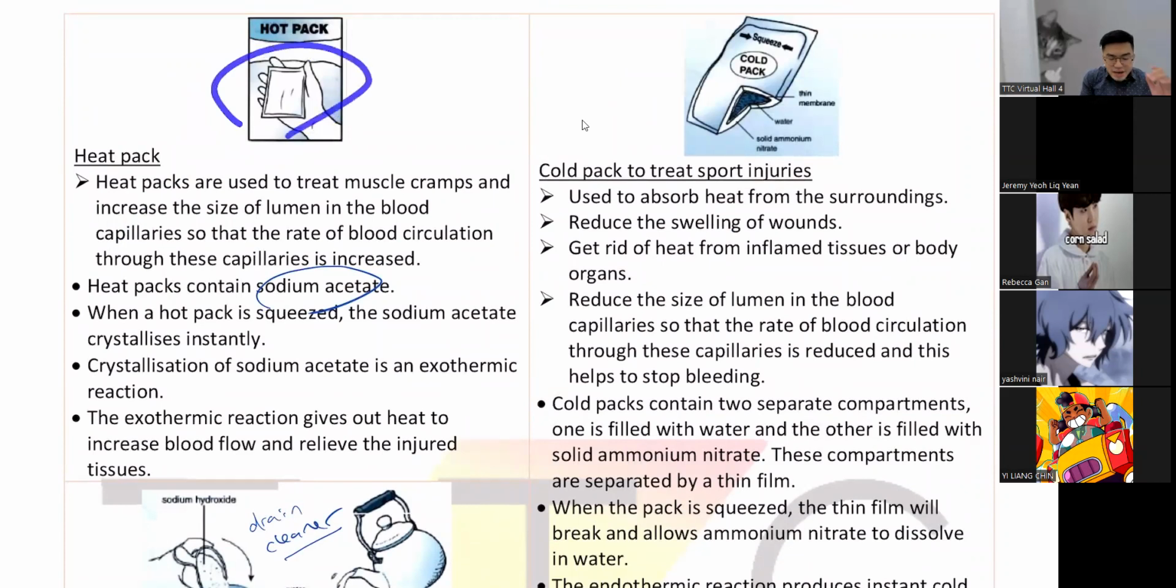So, heat pack. Inside they contain something called sodium acetate. When you squeeze them, they will become hot. They will crystallize, and this is exothermic. The thing becomes hot.